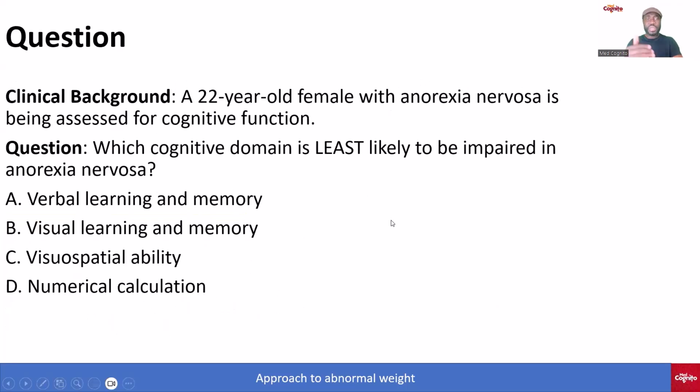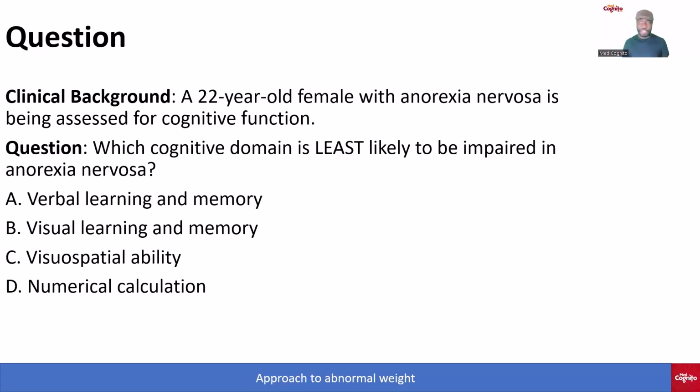Okay. Now, I have another question for you. I will need somebody else to read it for us, please. Who volunteered to read? A 22-year-old female with anorexia nervosa is being assessed for cognitive function. Which cognitive domain is least likely to be impaired in anorexia nervosa? A, verbal learning and memory. B, visual learning and memory. C, visuospatial ability. D, numerical calculation. Okay, good. Please type in your answers. Those on Facebook, please type in your answers.